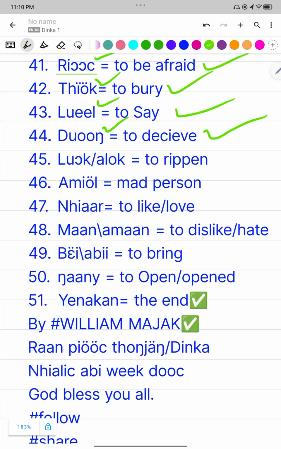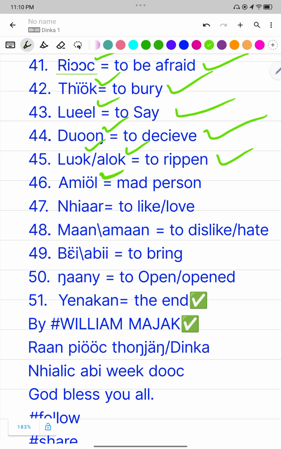Number 45. Luok or aluk means to ripen. Manga achiluok. The mango is ripe. Guapa achiluok. The guapa is ripe. Yes, like that.